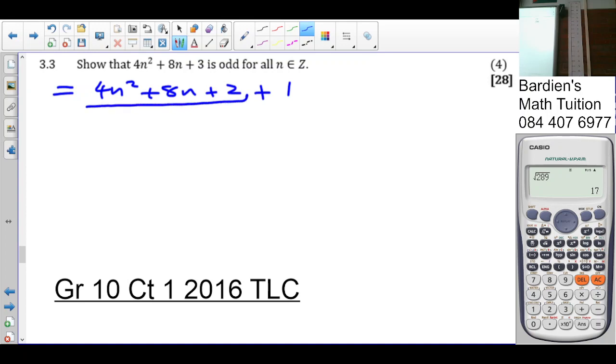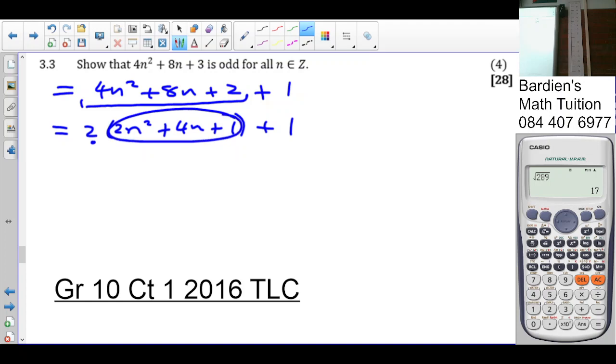So as you can see, I can take out 2 as a common factor. So it's going to be 2n squared plus 4n, plus 1 plus 4. So you see, with 2 being a factor, whatever this number is here, times an even number will always be even.